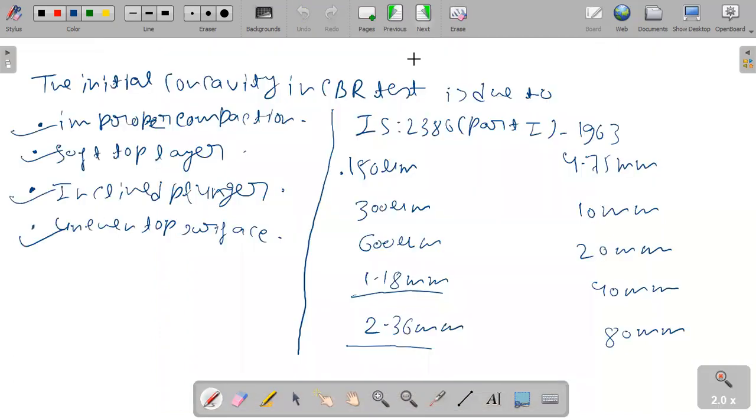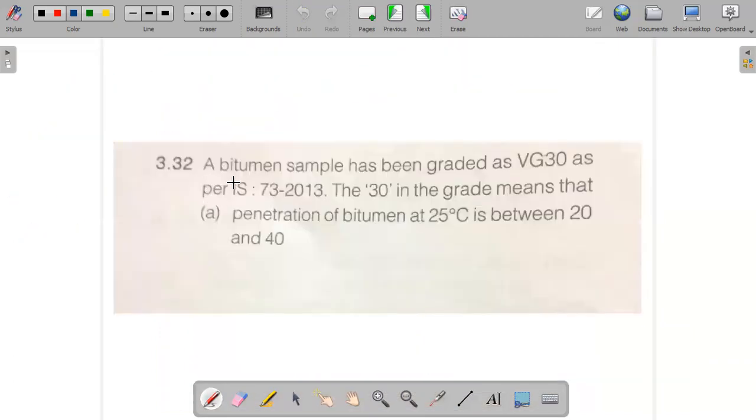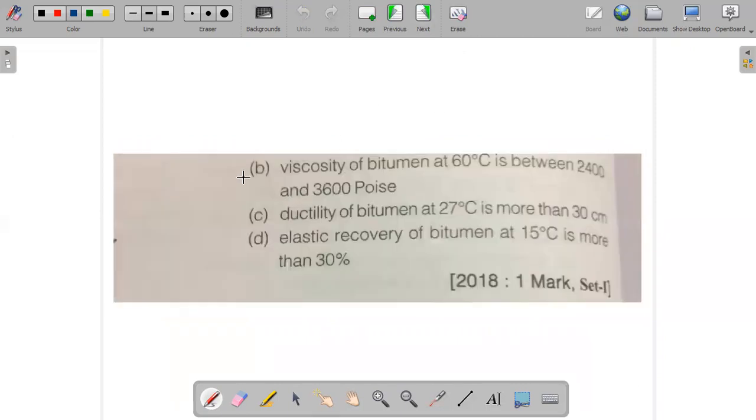Let's move forward to our next question, which is that a bitumen sample has been graded as VG30 as per IS 73 2013. The 30 in the grade means that, again this is a theoretical question, the viscosity of bitumen at 60 degrees Celsius is between 2400 and 3600 poise. Okay, so this is our correct answer.